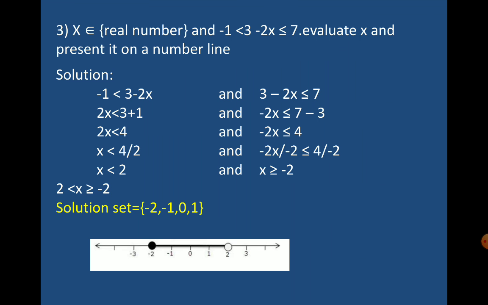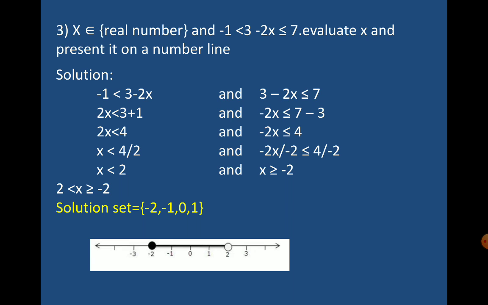Here, if x belongs to real numbers and minus 1 less than 3 minus 2x less than or equal to 7, evaluate x and represent it on a number line. That means they have given x belongs to real numbers, and we have to find the x value. Evaluate x means we have to find the x value and represent it on the number line.